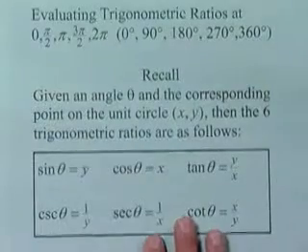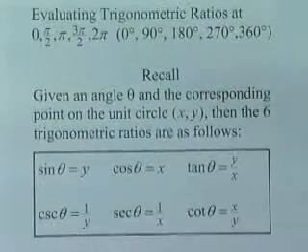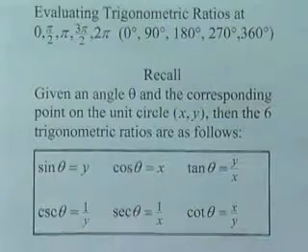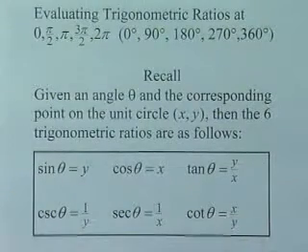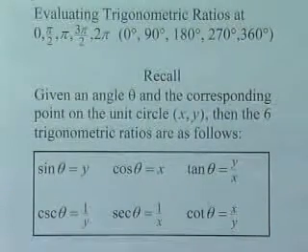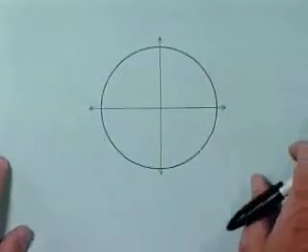I'd like to use the unit circle again, and this time we're going to use the unit circle to help us evaluate the trig ratios at the angles 0, pi halves, pi, 3 pi halves, and 2 pi. Okay? So let's remember, given an angle theta and the corresponding point on the unit circle, then the following trig ratios are as follows. So let's go ahead and look at the unit circle real quick, and I'll go back to that page.